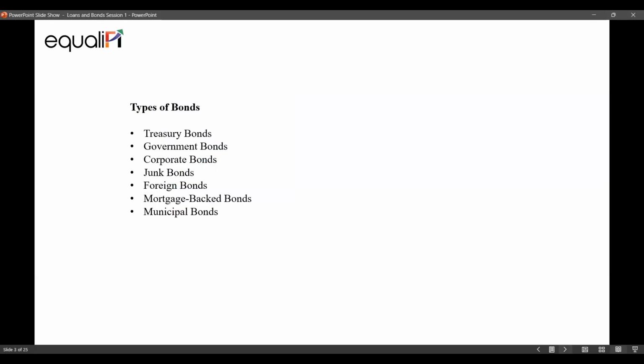So what are the types of bonds? When we talk about bonds, there are multiple types, which include treasury bonds, government bonds, corporate bonds, junk bonds, foreign bonds, mortgage-backed bonds, municipal bonds. So we will discuss each type of bond. And also in this session, we are going to do a bit of brainstorming about different calculations. So we'll do that.